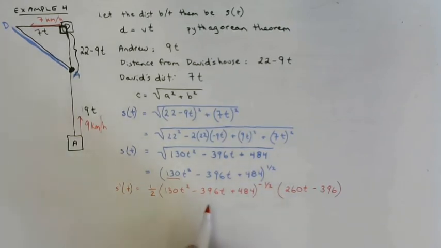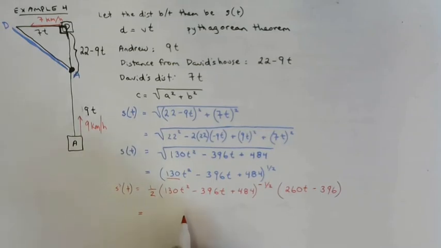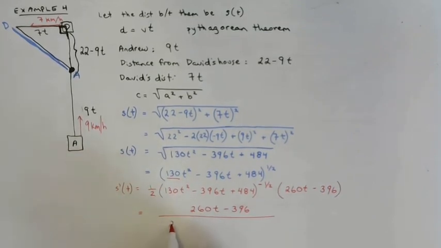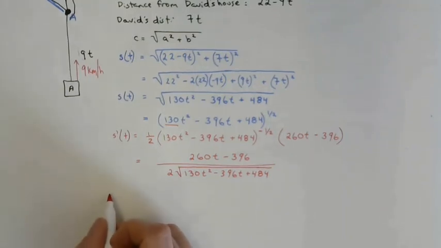All right, from here, we're just going to put this expression with our negative exponent in the denominator, and we're going to express it as a root again. So in the numerator, we're just left with 260t minus 396. The denominator is 2 times radical 130t squared minus 396t plus 484. And we don't need to simplify any further. We just need to sub in t equals 1.